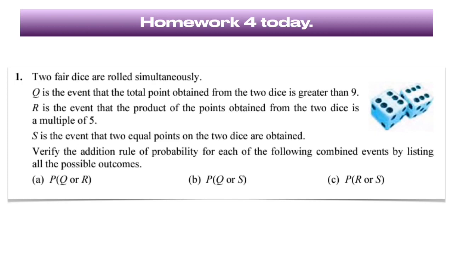S is an event that 2 equal points on the 2 dice are obtained. Equal points means, let's say on your first dice you got 2, okay, second dice also you got 2, 2, 2, or maybe 1, 1, or maybe 3, 3. That is the so-called 2 equal points. Okay, so we will do A. Q or R means Q union R, probability of Q union R. Okay, and then Q union S and probability of R union S. So let's see the next slide.